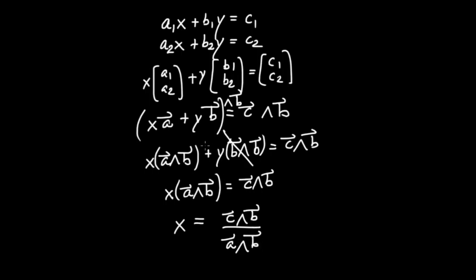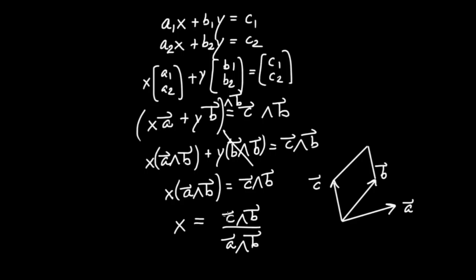Now, what does this look like geometrically? Let's suppose my column vector a looks something like that. Let's say the column vector b looks something like this. And let's say c looks something like that. So what this is saying is that x is the ratio between these two bivectors. So let me attempt to draw in those bivectors. In the numerator, I have c wedge b. So let me complete the parallelogram with c wedge b. It's going to look something like that.